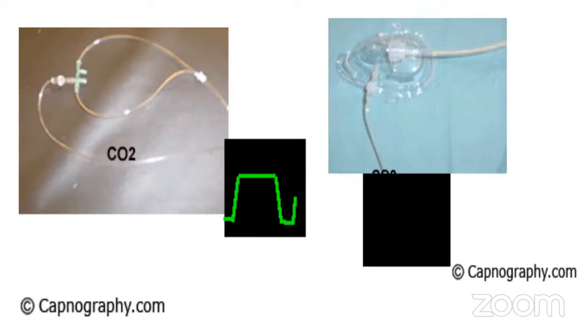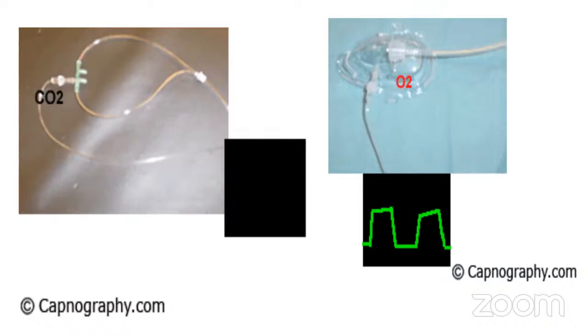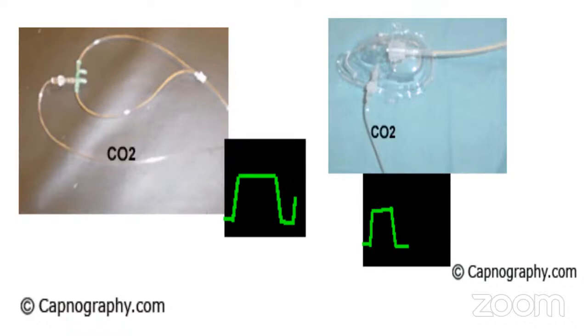Sampling, you can connect this one, or maybe you can ask; the company will supply another port, maybe 2-3 different varieties: one is for mask, one is for nasal prongs, one is for this filter connector. This is side stream, main technology side stream.